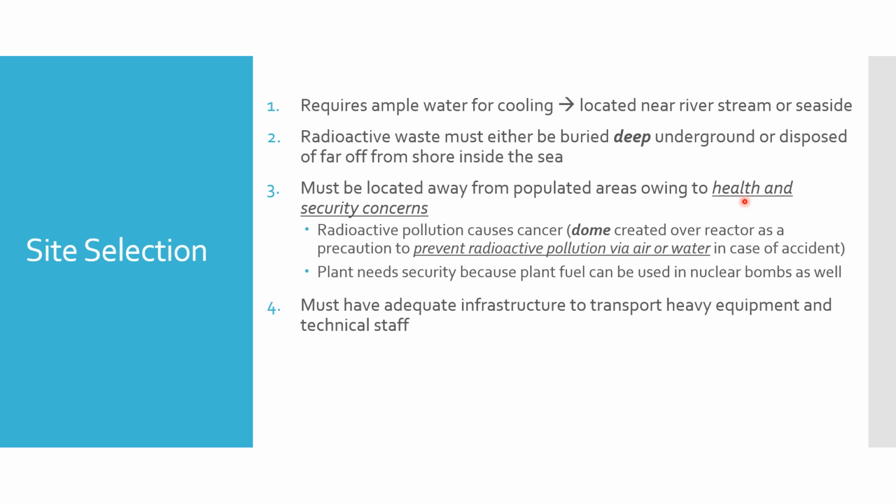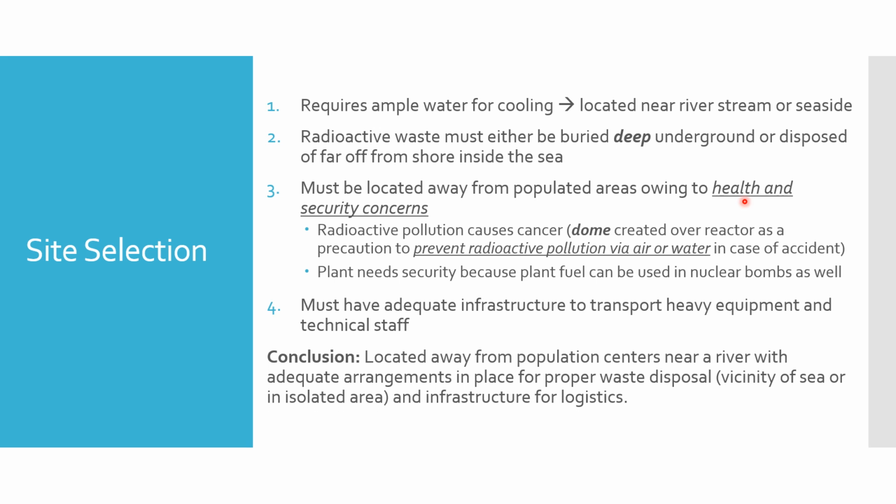Obviously, adequate infrastructure must be in place to transport the heavy equipment and technical staff. So, in conclusion, we can say that the plant should be located away from population centers, near a river with adequate arrangements in place for proper waste disposal, vicinity of sea or an isolated area, and infrastructure for logistics. So, number one, you need to locate this plant away from population centers for health and security concerns. Then you have to locate it near a river with adequate arrangements in place for proper waste disposal.